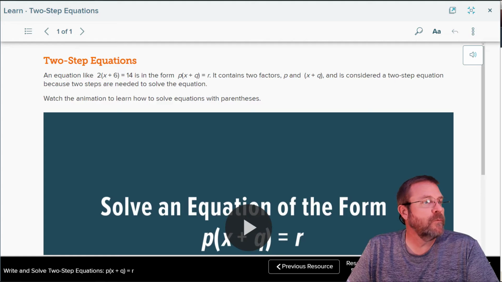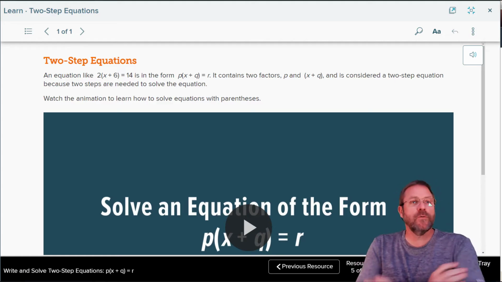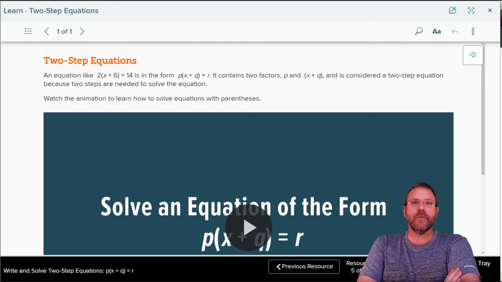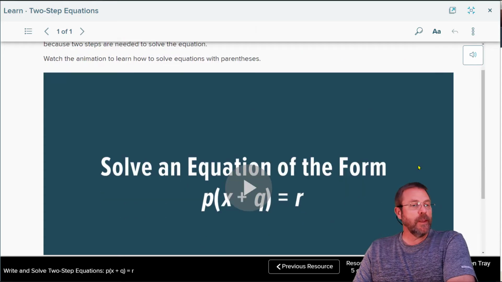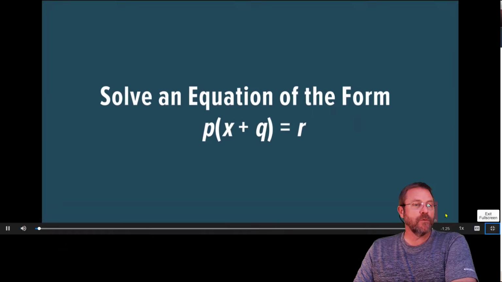is in the form of p times the sum of x and q is equal to r. It contains 2 factors, p and the sum of x and q, and is considered a 2-step equation because 2 steps are needed to solve the equation. Now we're going to take a look at the animation to see how the textbook says to solve it.